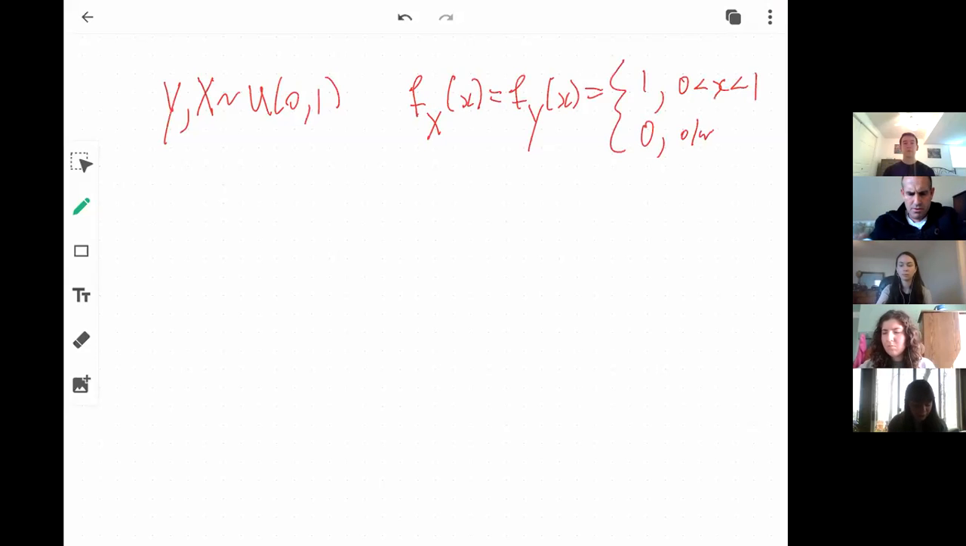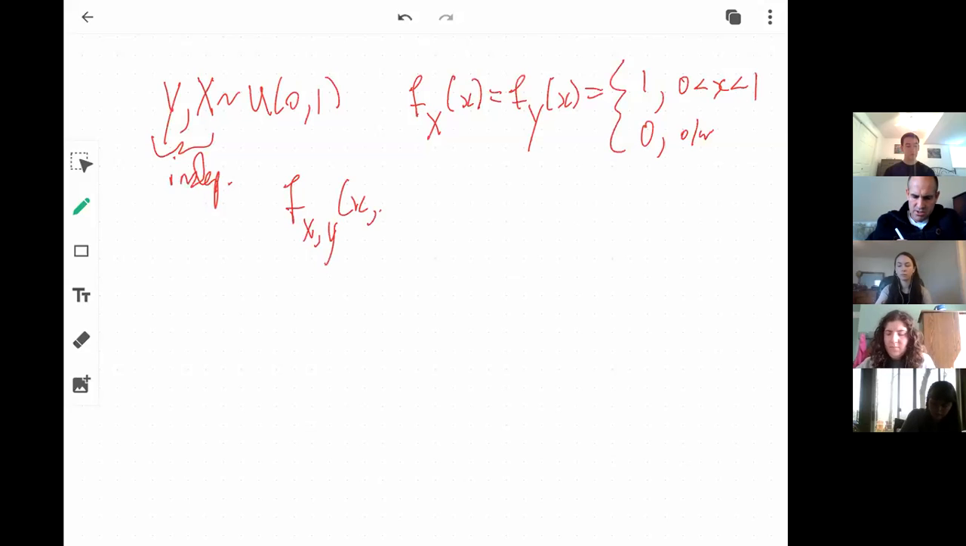And then because they're independent, that's just going to be 1. Right, because these are independent, that means that the joint density, little f of little x, little y, is just going to be the product of these two guys, of little x and of little y. So what's that going to be?